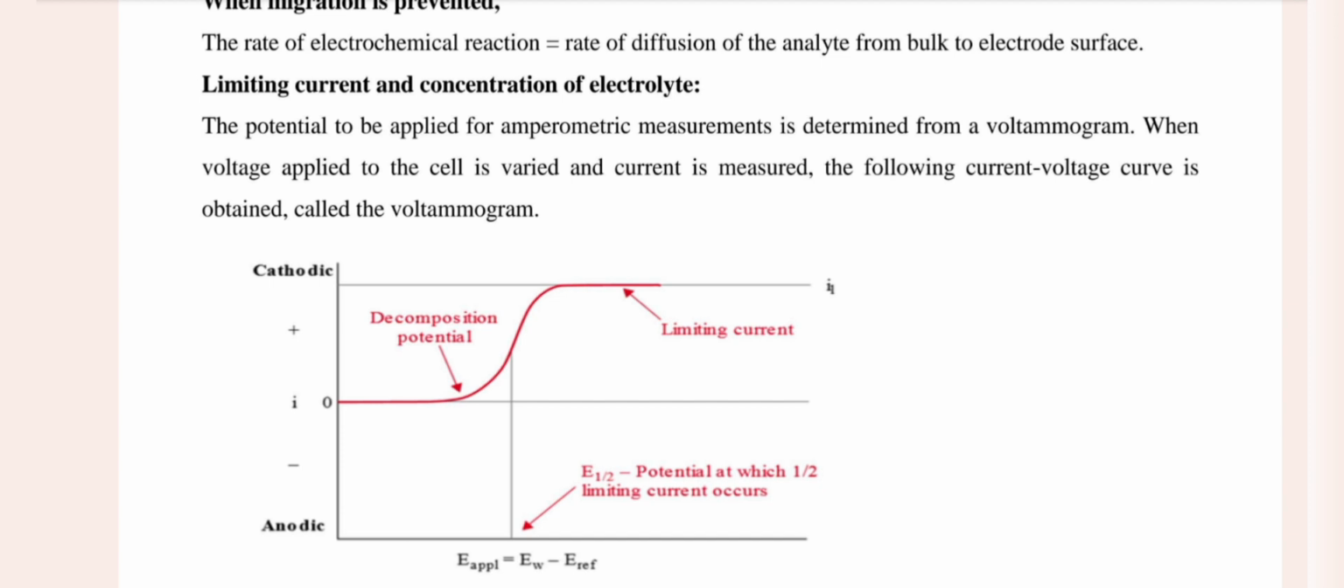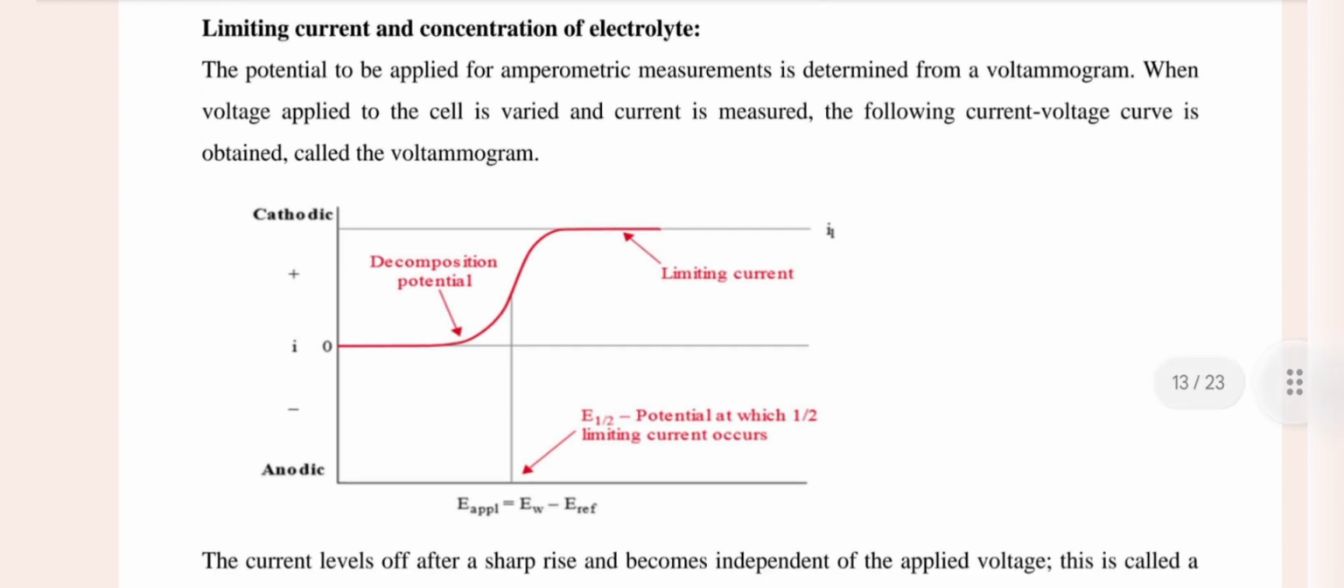So, what is meant by this voltammogram? When a voltage is applied to the cell and it is varied, the current is measured. From this experiment, the current-voltage curve is obtained. This curve is called a voltammogram. This is a typical voltammogram, where on the x-axis we change the applied potential and the current is measured against the varied applied potential.